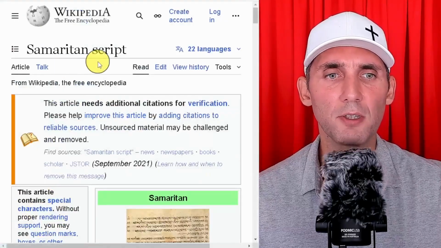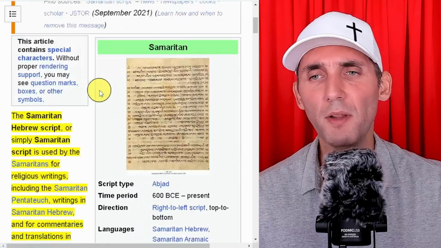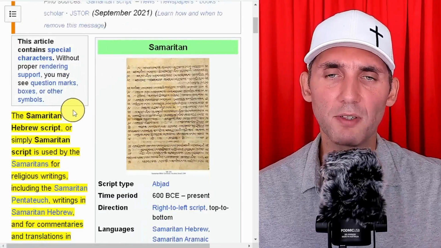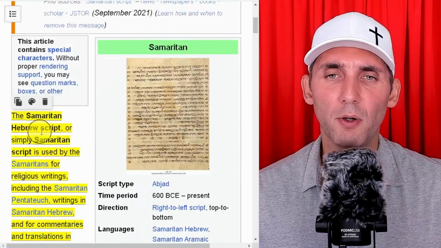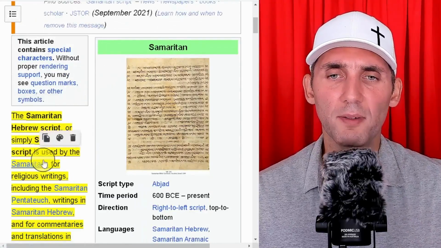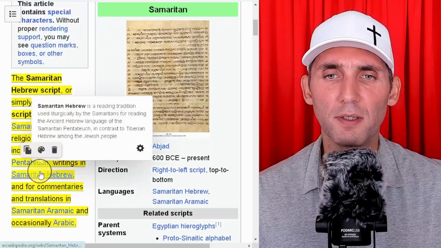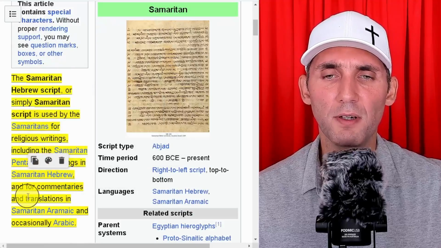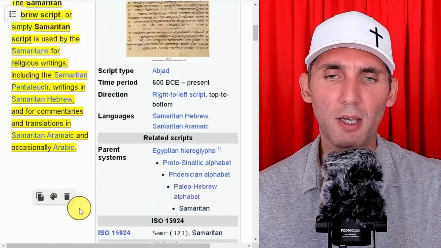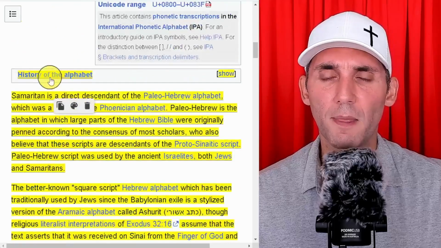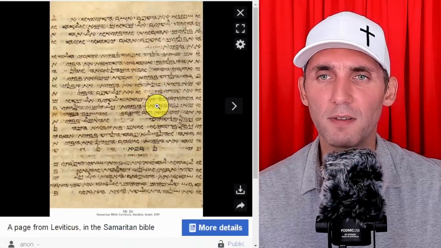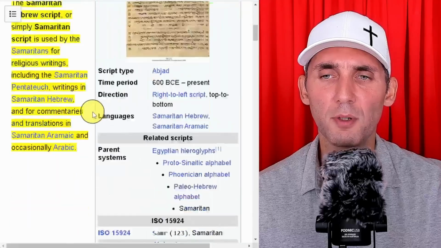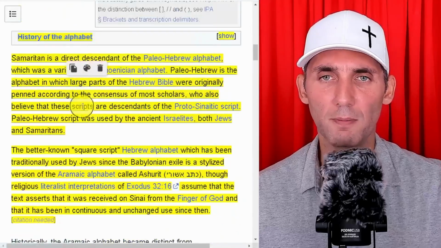This is now the Samaritan script. So keep all these in mind. We're just going to pin them here and there. We'll put it all together and see the big picture. Samaritan Hebrew script, or simply Samaritan script, is used by the Samaritans for religious writings, including the Samaritan Pentateuch, writings in Samaritan Hebrew, and for commentaries and translations in Samaritan Aramaic and occasionally Arabic. This is what it looks like. So you can see it's very different. Very much more similar to, we looked at this before, but similar to Paleo-Hebrew.